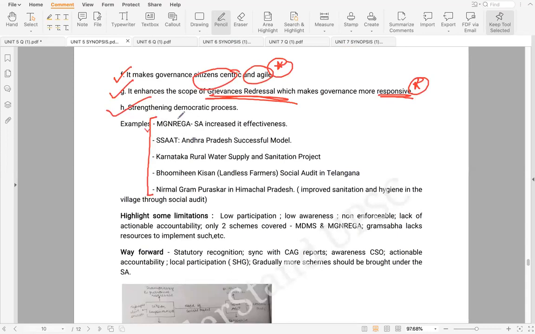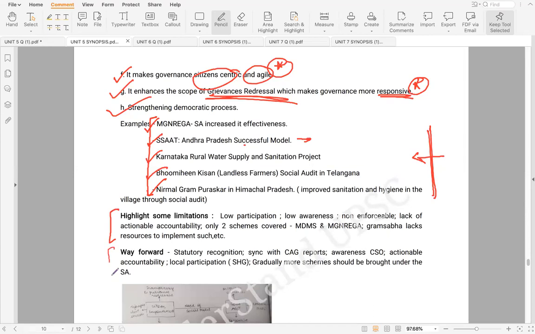For example, Maganrega, social audit increases effectiveness. SSAT, Andhra Pradesh successful model. Karnataka Rural Water Supply and Sanitation Project, Bhumi Heen Kisan, Landless Farmers Social Audit in Telangana. Also, I did not know all of these. I had to pick it up just to provide you with model answers so that each one of us can pick up one to two and then learn them, right? Nirmal Gram Puraskar in Himachal Pradesh, improved sanitation hygiene in the village through social audit.